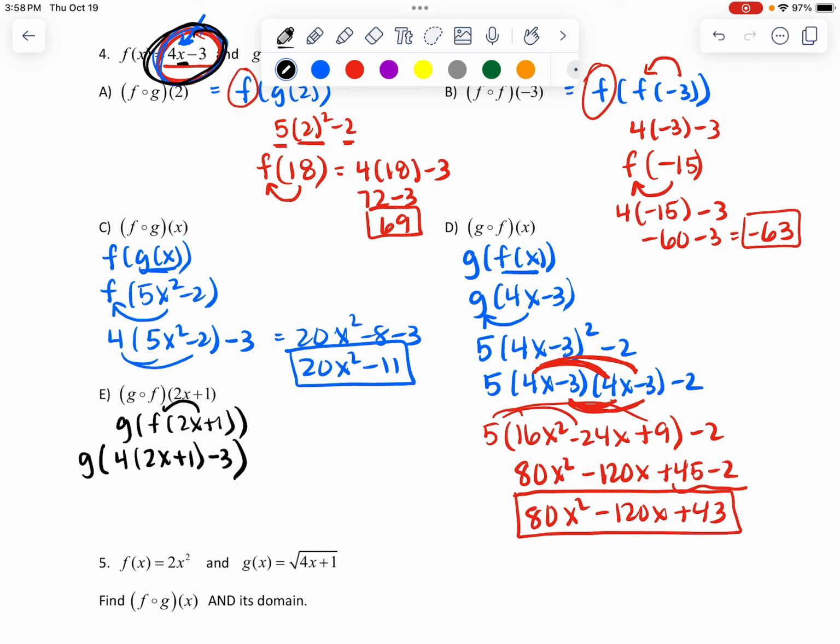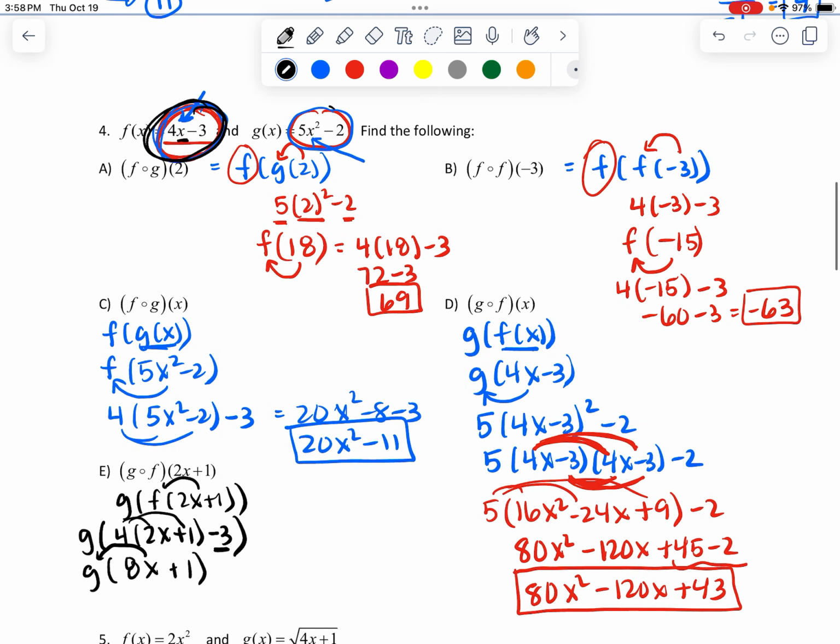Okay, now let's go ahead and fix that up before we plug it into g. So this is really 8x plus, and then 4 minus 3 is 1. So I kind of did that in one step, if that's okay. Now I have to plug this 8x plus 1 into g. So I'm going to go to g, which is right here, and I'm going to replace this x here with 8x plus 1. So that's going to give me 5 times 8x plus 1 squared, and then a minus 2 on the outside.